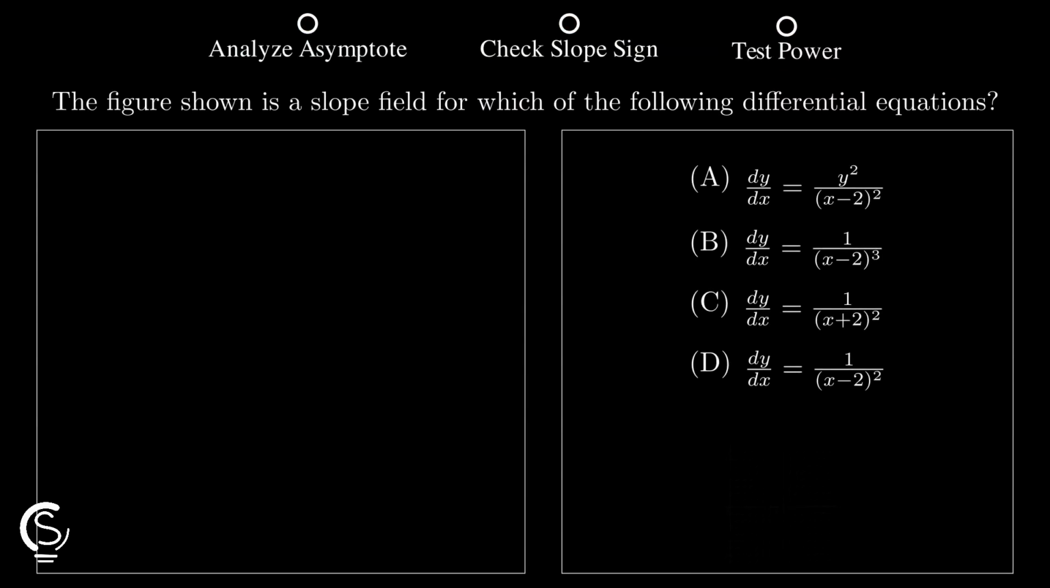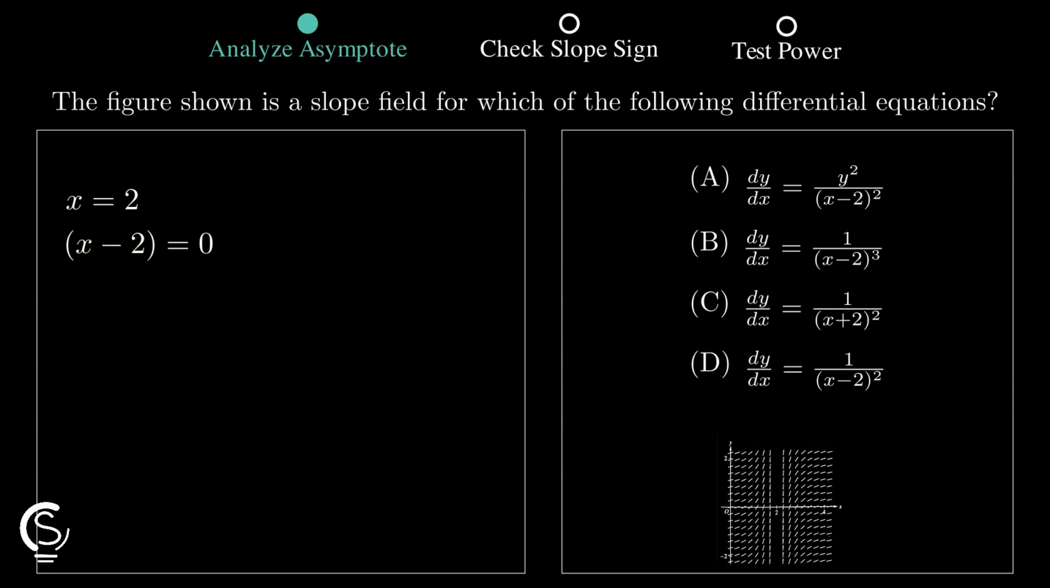First, look at the slope field. The undefined slopes form a vertical line at x equals 2. This eliminates any option that does not have a denominator of x minus 2.